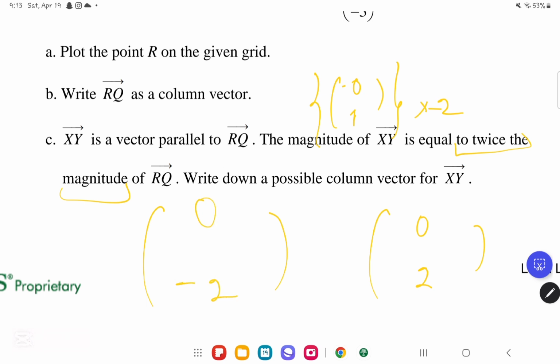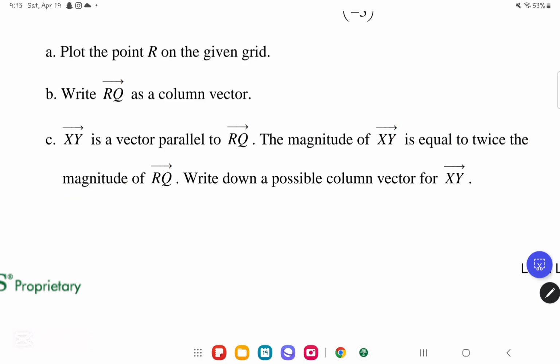Very simply, oh my goodness, there's a police. So very simply, that is it for part C.